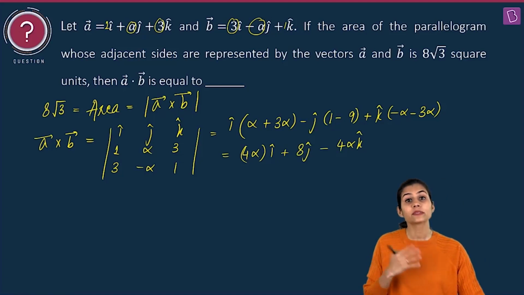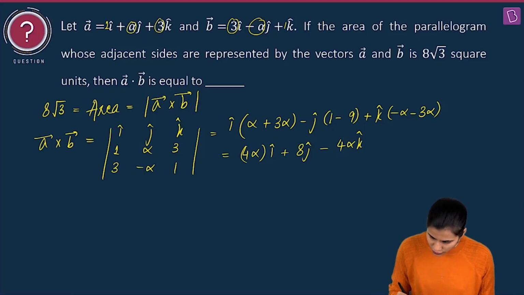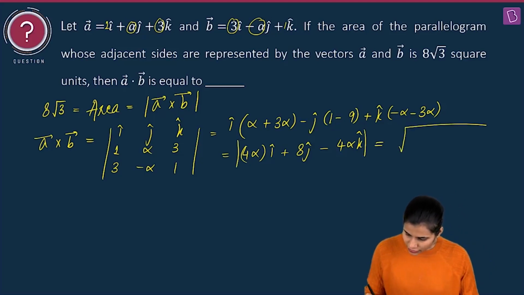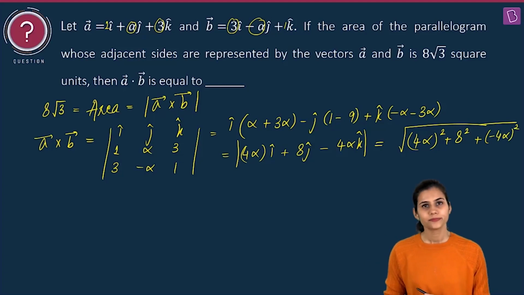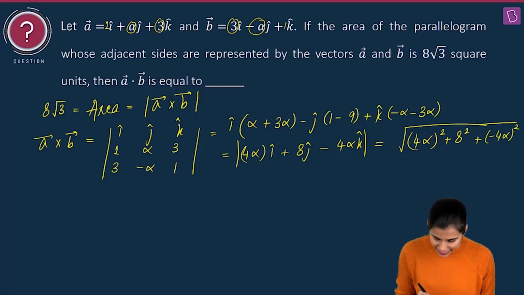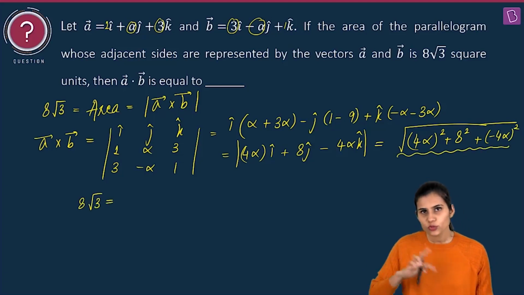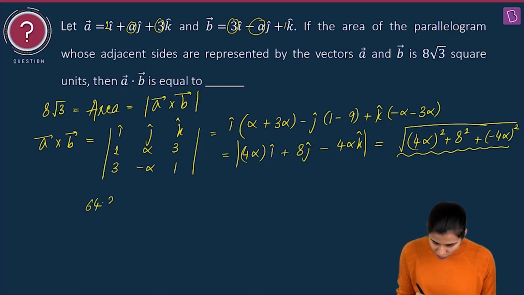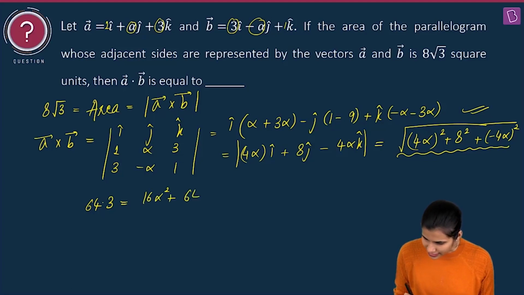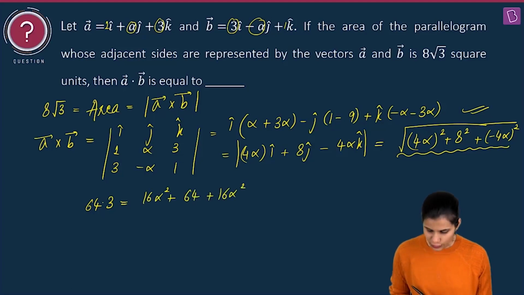I am interested in computing its modulus. So the modulus of this vector will come out to be the square root of (4 alpha) whole square plus 8 square plus (minus 4 alpha) whole square. Yes, this magnitude is given as 8 root 3. I am going to square both sides to get rid of the square root sign. So when I square 8 root 3, it gives me 64 into 3. And when I square this quantity, what I get is (4 alpha) whole square, which is 16 alpha square, plus 8 square, that is 64, plus again 16 alpha square.